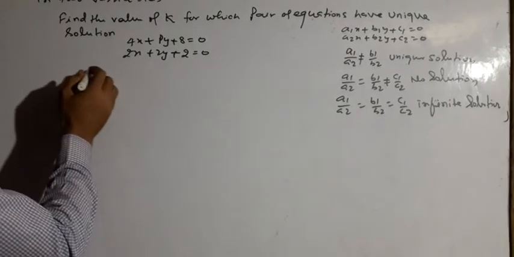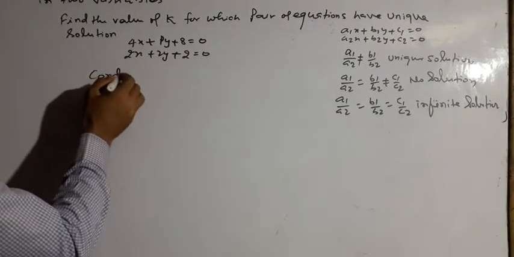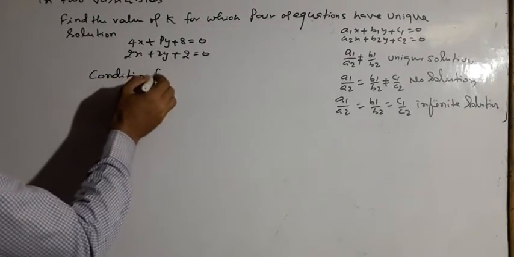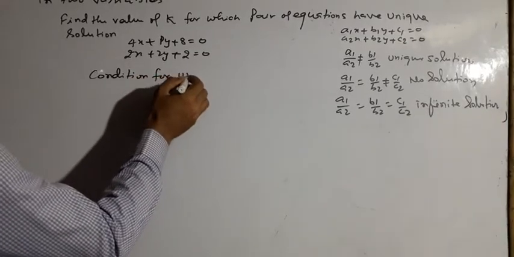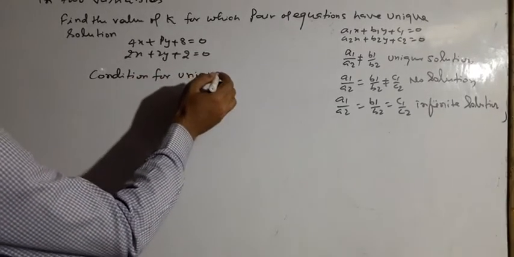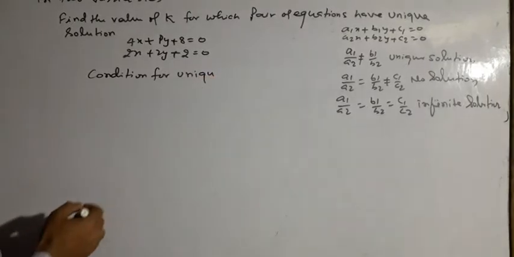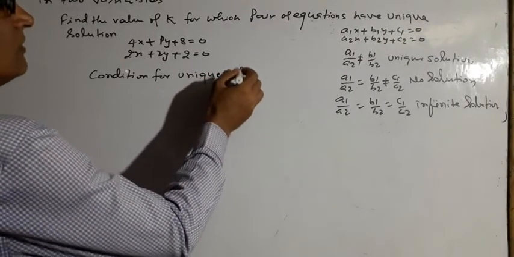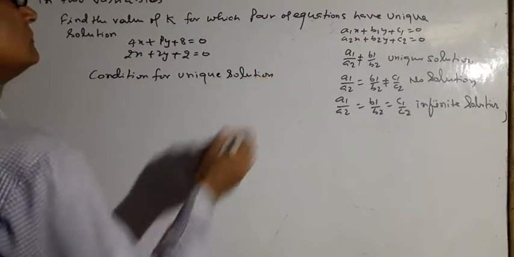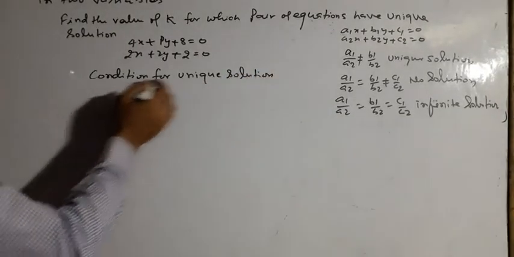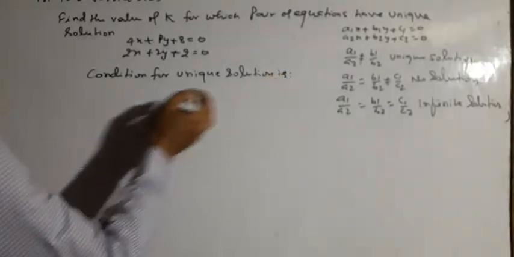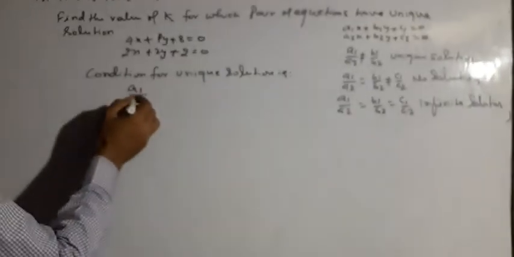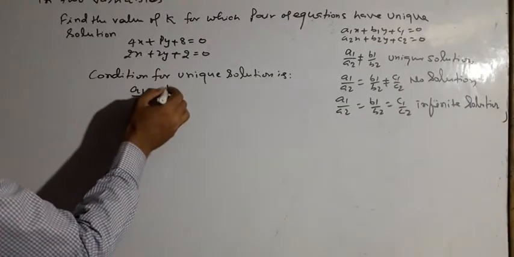For a unique solution, first we write the condition for unique solution, which is a1 by a2 not equal to b1 by b2.